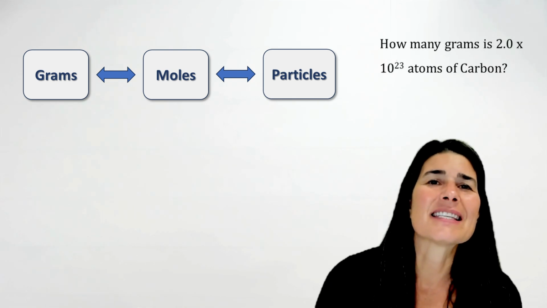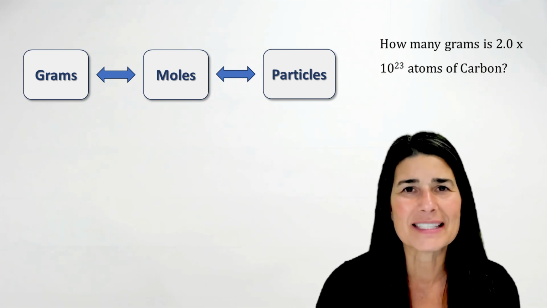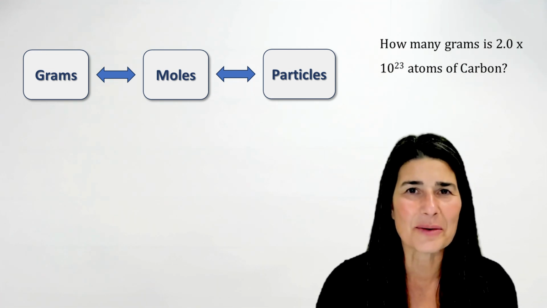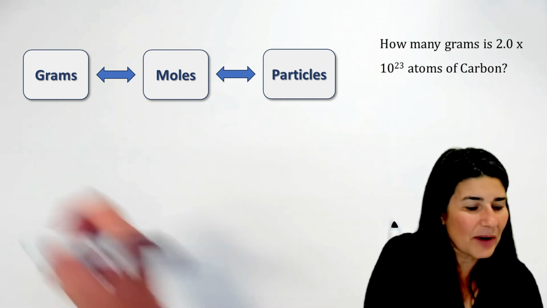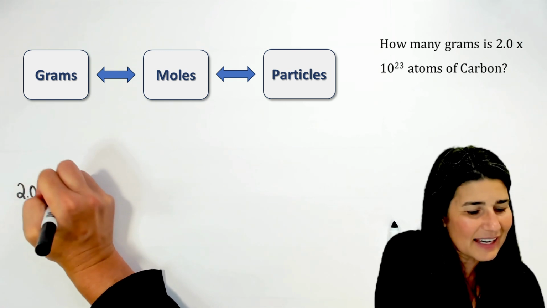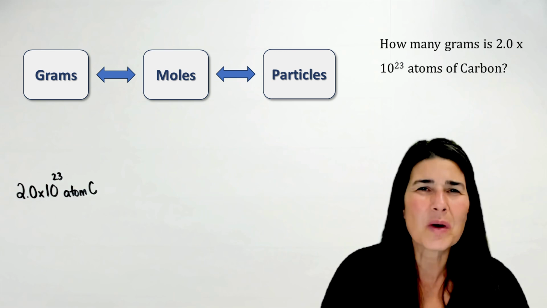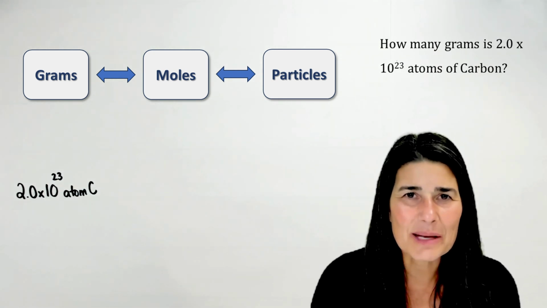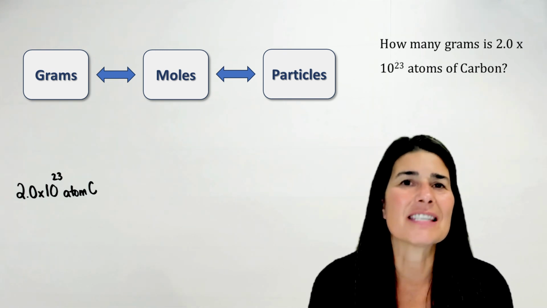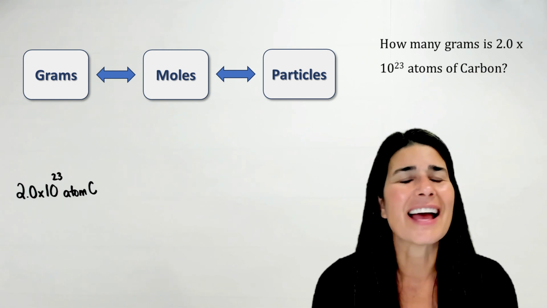This question is, how many grams would be contained in 2.0 times 10 to the 23rd atoms of carbon? All right, let's go ahead and start. If we write down the beginning information, 2.0 times 10 to the 23rd atoms of C, I have to analyze what is an atom of C. An atom is a type of particle. I am over on the right side of this conversion map. I'm at a particle. What can I get to from a particle? I can get to a mole.